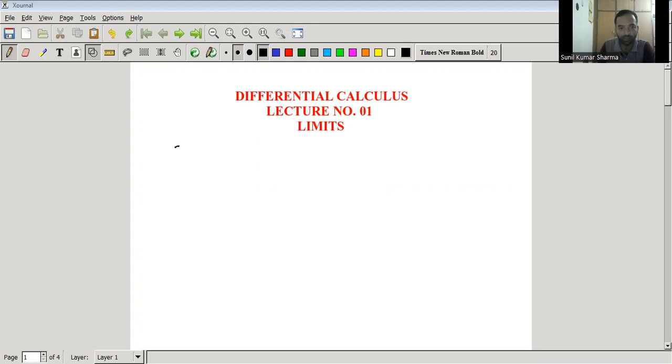So this is the symbol epsilon. This symbol is known as delta. We call this delta. So epsilon delta definition of limit.